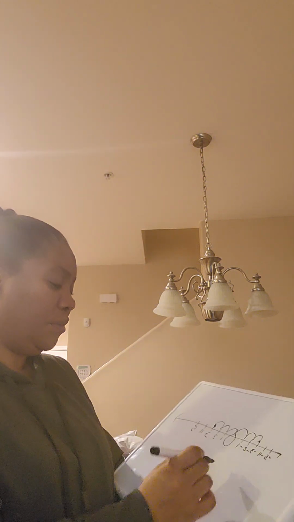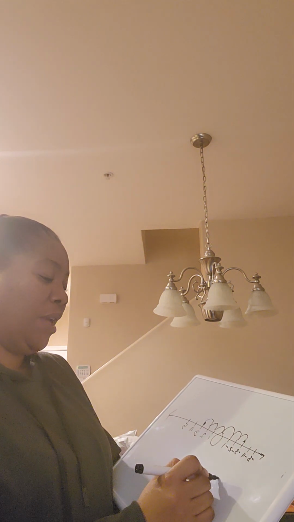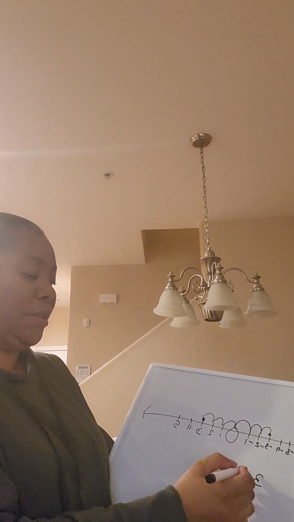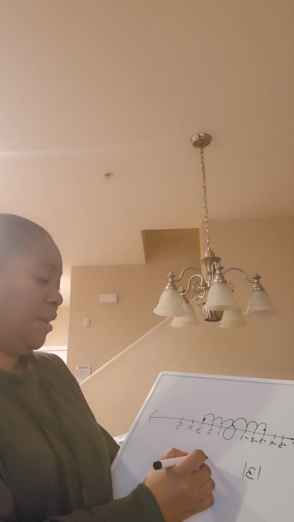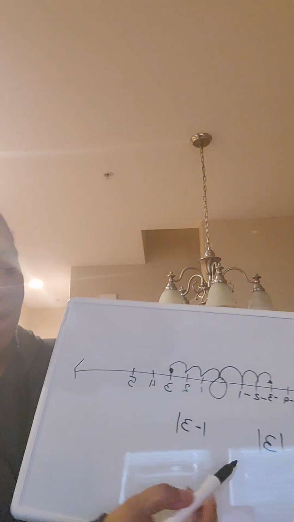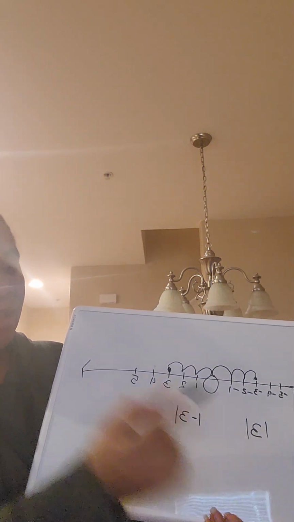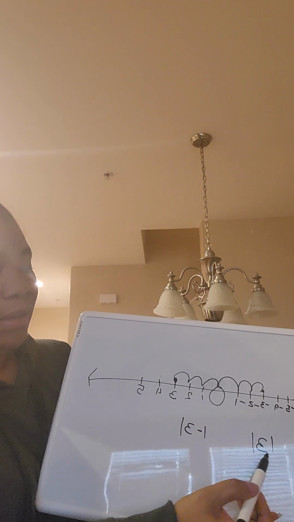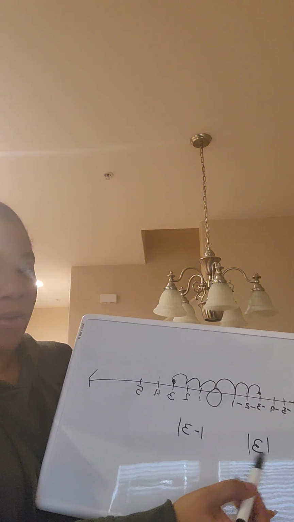If you're looking at your worksheets when you get them, you're going to have a plot here, for instance, and you're going to have -3. These lines just mean, instead of written form, that you're looking for your absolute value.